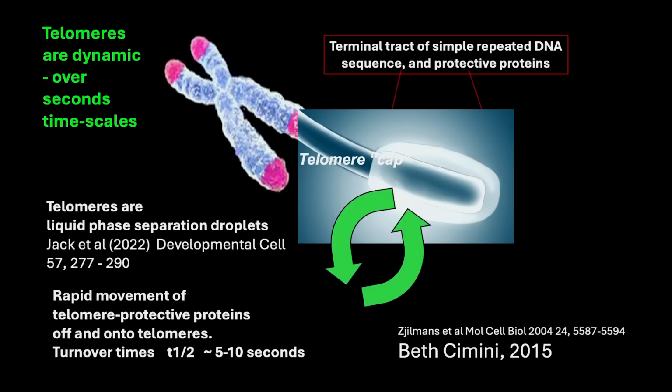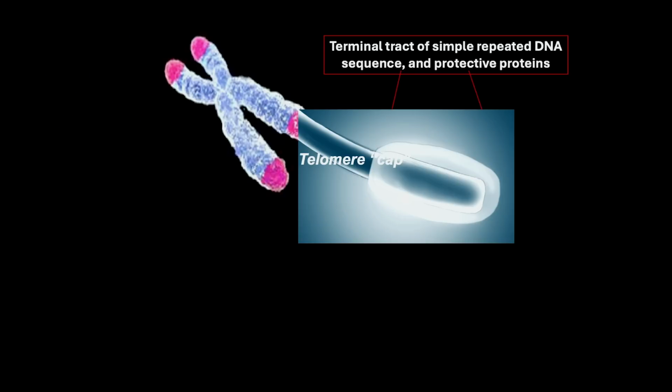And the other thing that's exciting, and that makes sense of what I just said, is that you can really see telomeres are liquid phase separation droplets. That's what the sheath is. A beautiful study out of Berkeley by Jack et al. a couple of years ago really showed that these are phase condensates, liquid condensates in the cell.